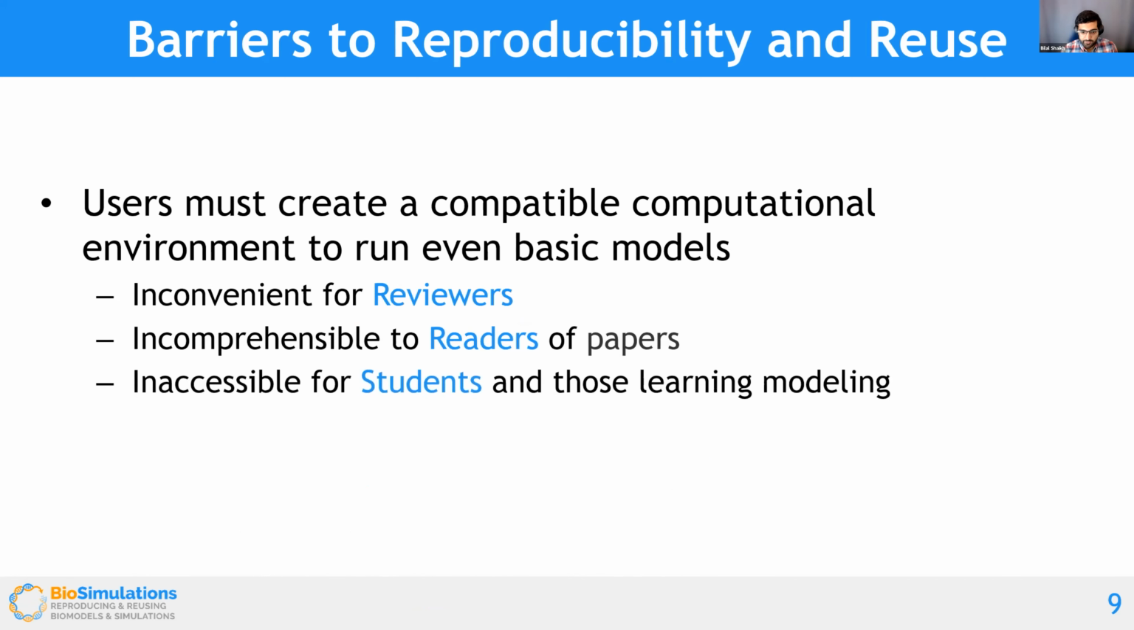So here's another look at this problem. If you are a reviewer looking at a model that's being published, you're essentially just taking the authors at their word. They say that this is what their model does, and it's quite hard for you to figure out how to run this thing. So you kind of agree. Same thing with reading a paper. You essentially have to treat this model as a black box. And for those of us who are just learning how to model, this can be quite inaccessible to getting started.